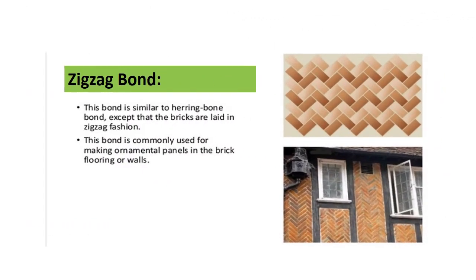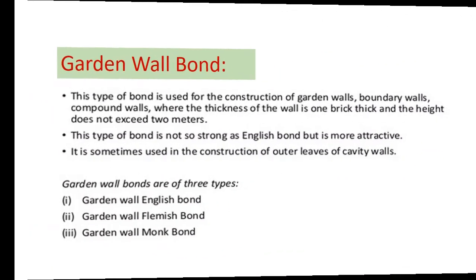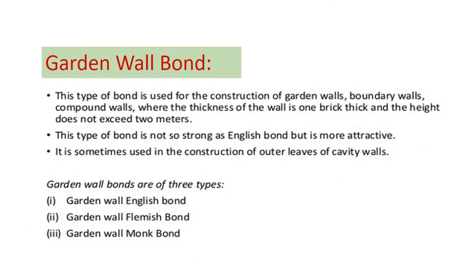Garden wall bonds are of 3 types. Garden wall English bond, garden wall Flemish bond, and Monk bond. English cross bond. This is a modification of English bond used to improve the appearance of the wall. In this bond, alternate courses of headers and stretchers are provided as in English bond. Coin closers are placed next to coin headers. A header is introduced next to the coin stretcher in every alternate stretcher course.